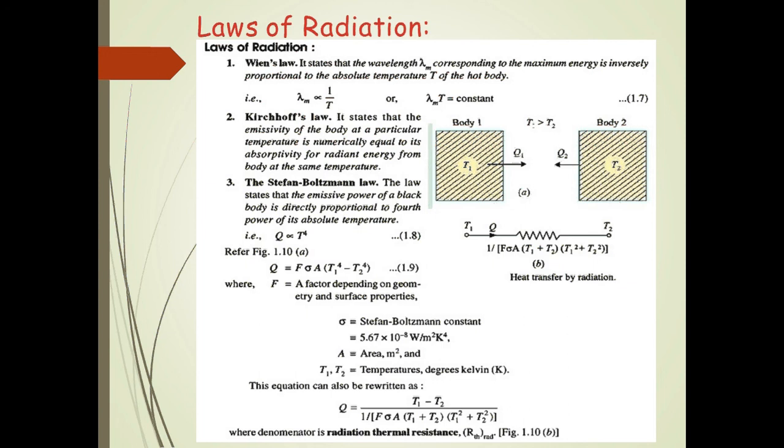If you compare this equation to the analogy of electrical resistance, in electrical resistance, electrical current is equal to potential difference divided by resistance. Here, heat energy is analogous to electrical current, temperature difference is analogous to potential difference, and radiation thermal resistance RTH is written as 1 upon F sigma A into (T1 plus T2) into (T1 square plus T2 square).